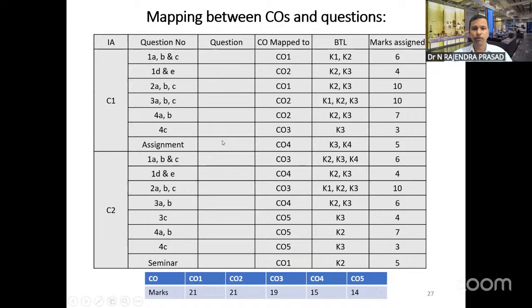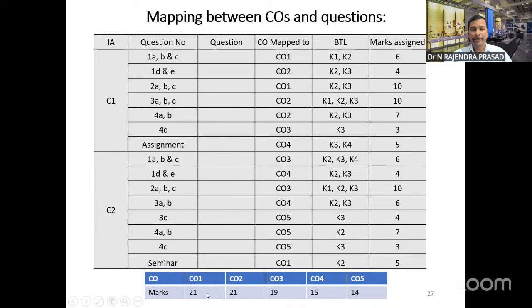So all the questions you put, map with the appropriate CO, map with the Bloom's taxonomy level, and enter the number of marks given, the maximum marks. Similarly, in the C2 question paper, seminar is the additional component during the C2 term. The seminar topic given to the student was related to CO1, where he need not work more, only the understand level he has to perform. So marks assigned is 5 for seminar. So this is the CO, question, Bloom's taxonomy level mapping framework.